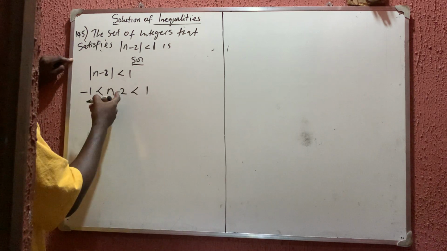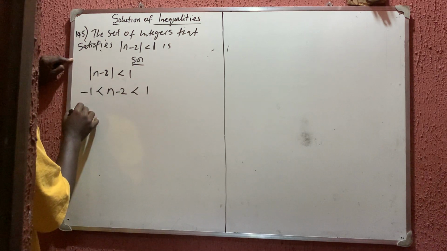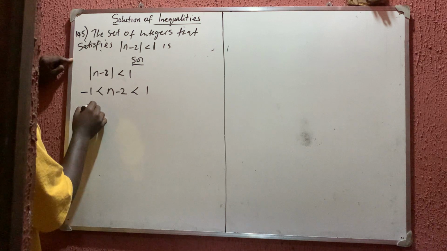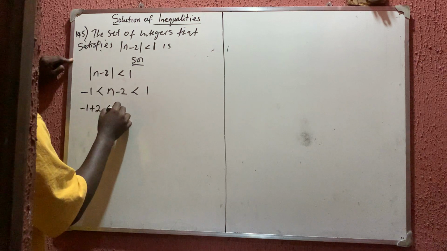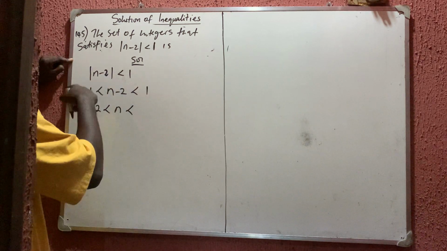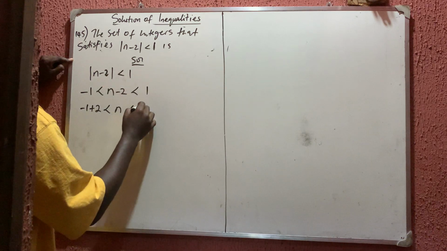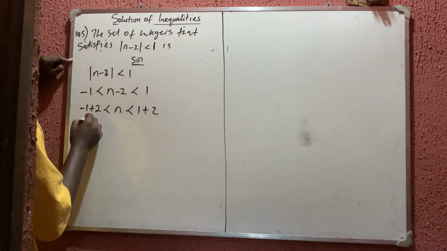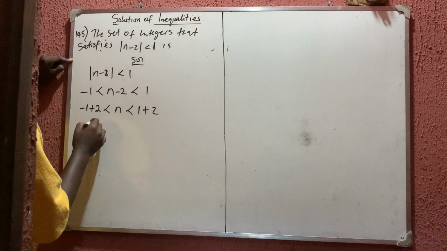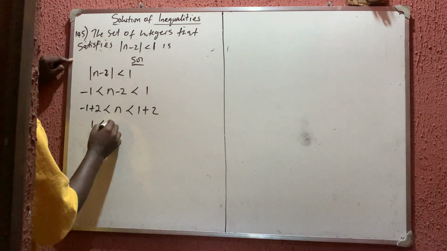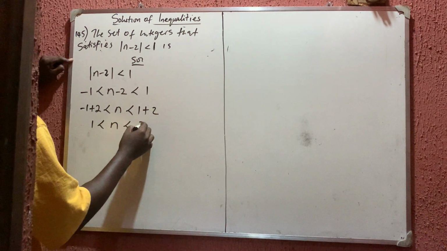So what do we have now? This minus 2 can go here. So I have minus 1 plus 2 is less than n, which is less than 1 plus 2, because anything you do to the left hand side, do to the right hand side. So what do I have now? 1 is less than n, which is less than 3.